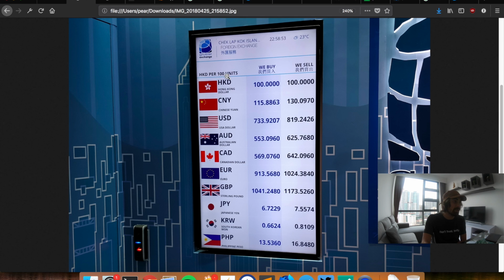So here you can see per 100 units, I'm sorry, it's not per 100 Hong Kong dollar, but per 100 units, they will give you X Hong Kong dollar. Meaning, if you just flew in from Europe, I'm European, and I use the euro, and I give them 100 euro, they will in turn give me 913.568 Hong Kong dollar. This is great. Now I can go into Hong Kong and I can do some shopping.